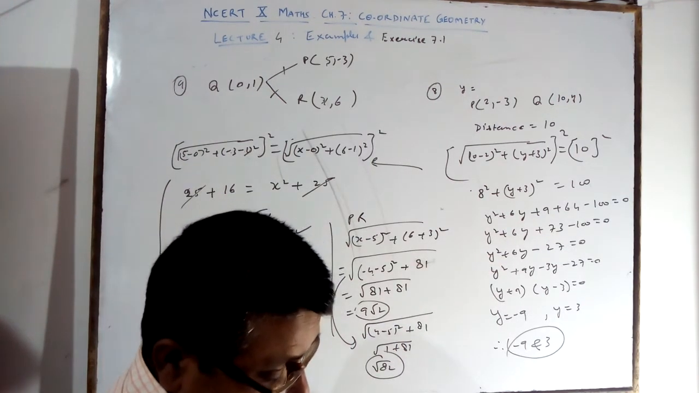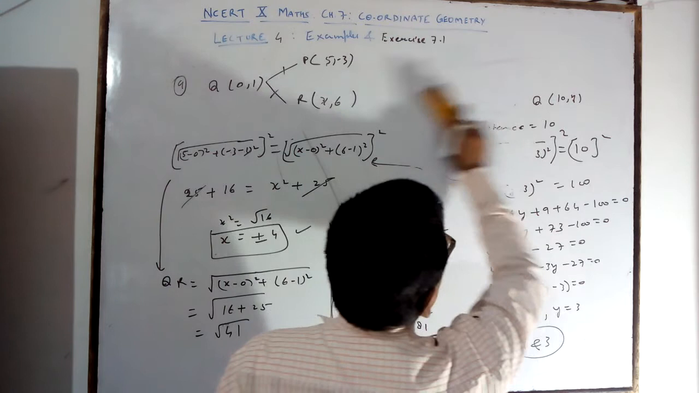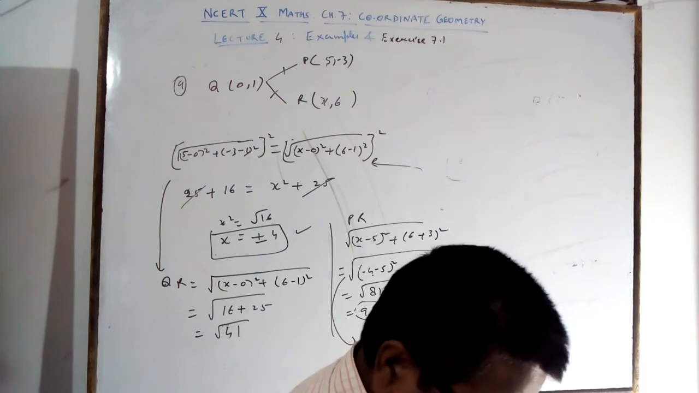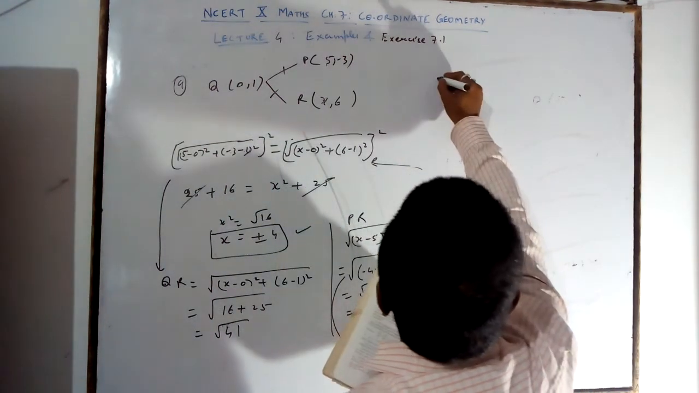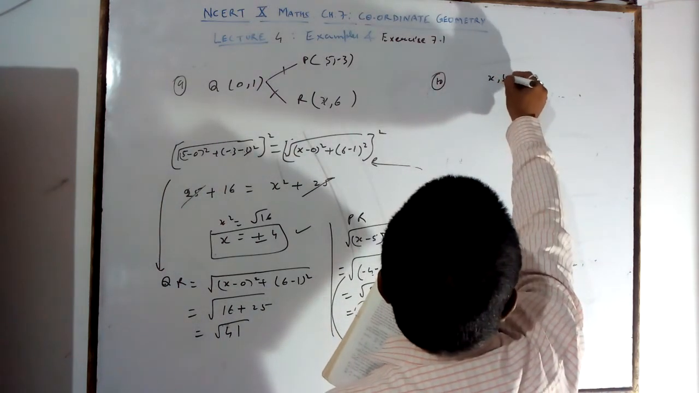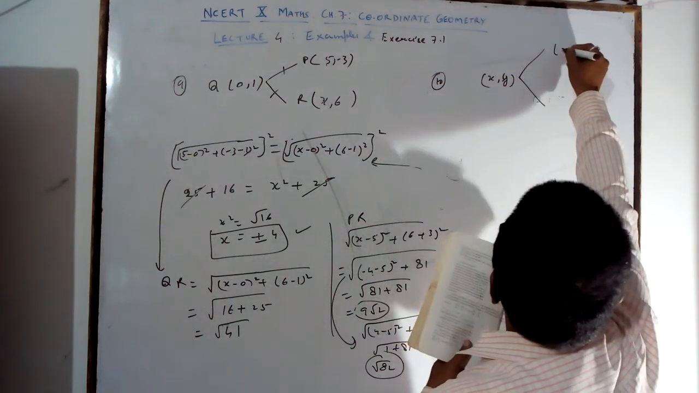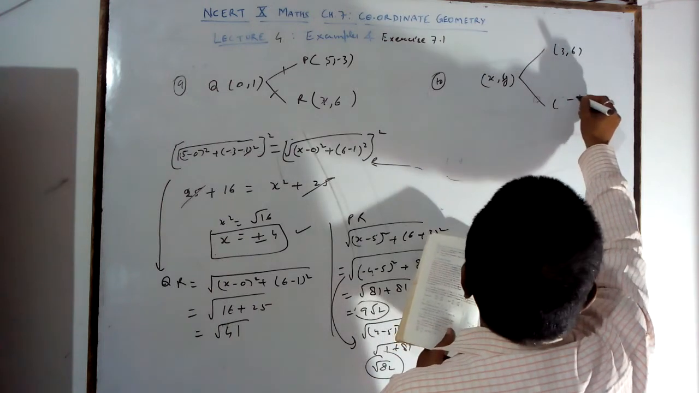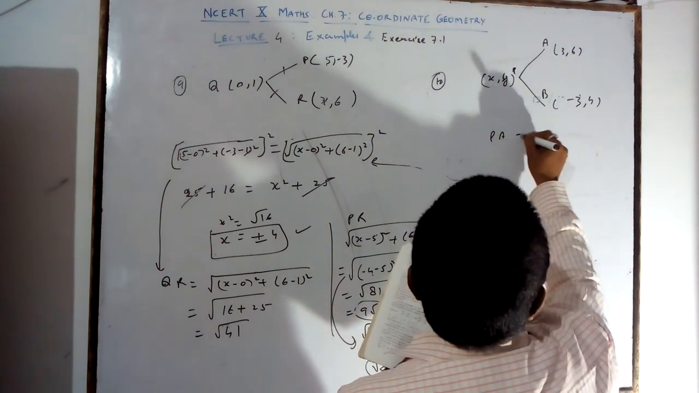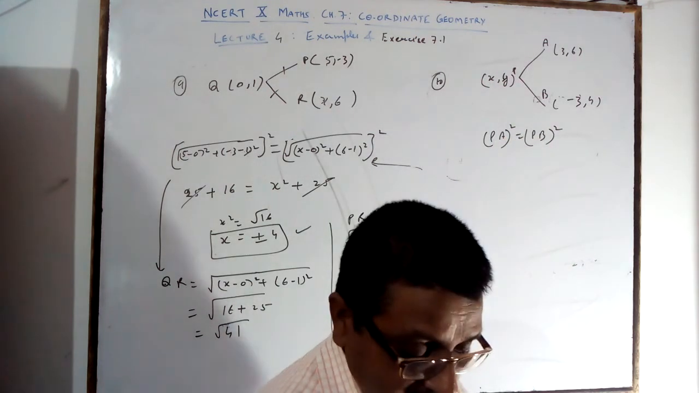Now the last question, question number 10: what is the relation between x and y, if x and y are equidistant from two points, that is 3, 6 and minus 3, 4. It is A, it is B, it is P. PA is equal to PB means its square will also be equal.